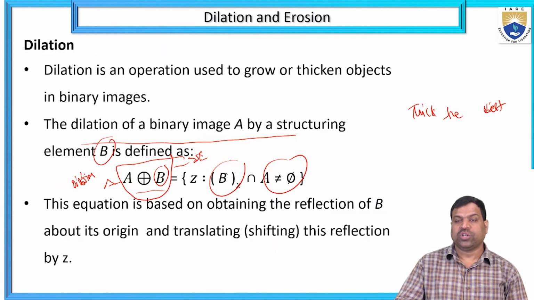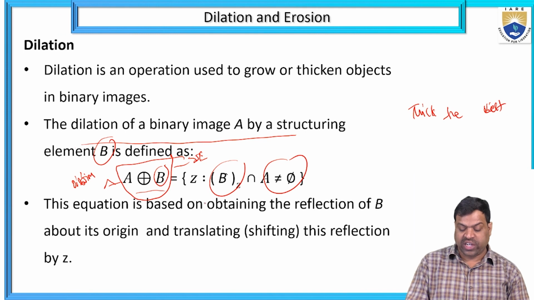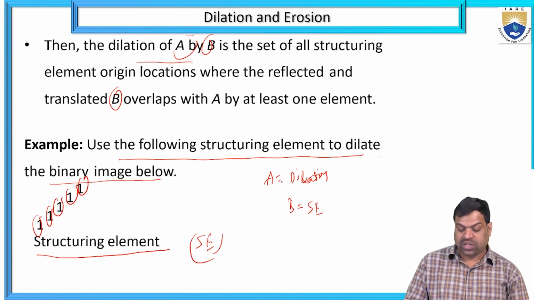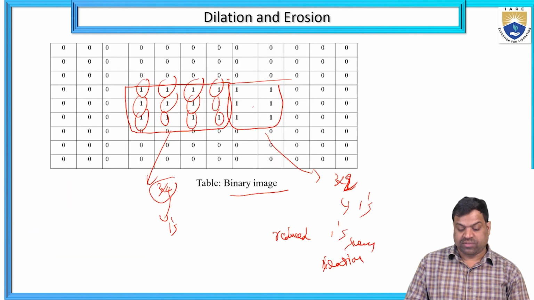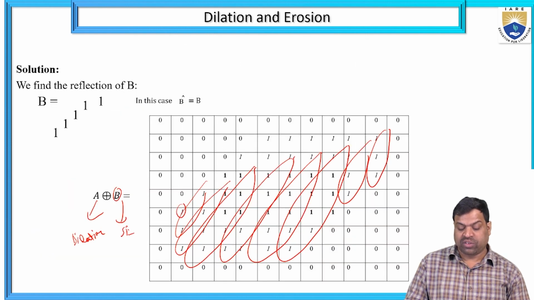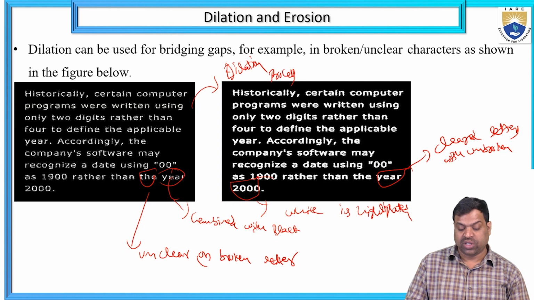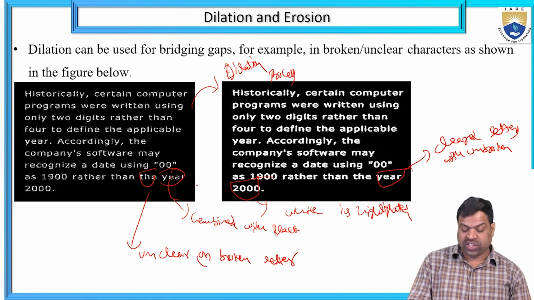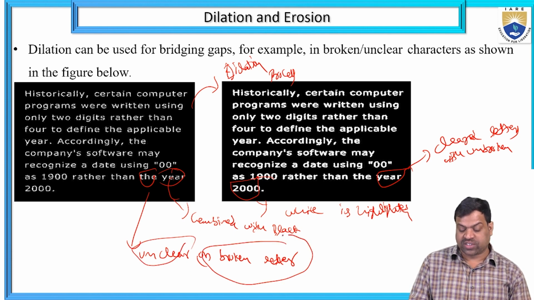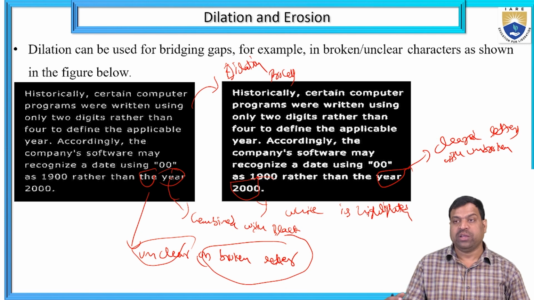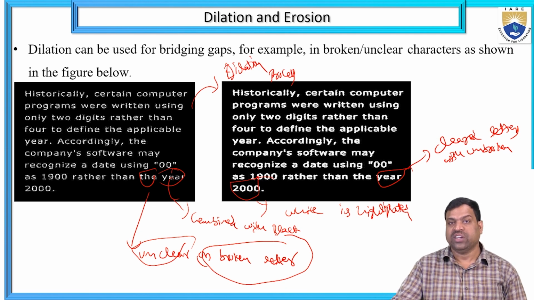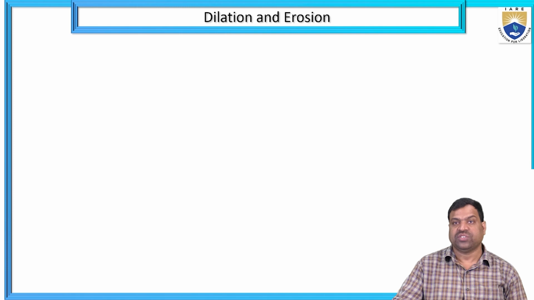And dilation is the operation used to grow or thicken objects in binary images. The dilation of a binary image A by the structuring element B is written A dilated by B. Here the image is A and the structuring element is B. Here is an example for finding the dilation. Some letters are there, and these are unclear or broken letters. But we are converting them to a cleared image with unbroken letters with the help of the dilation process.